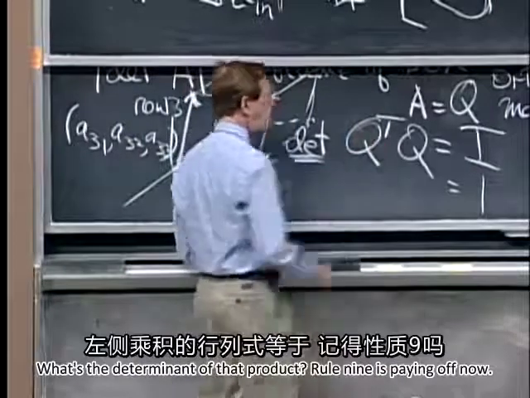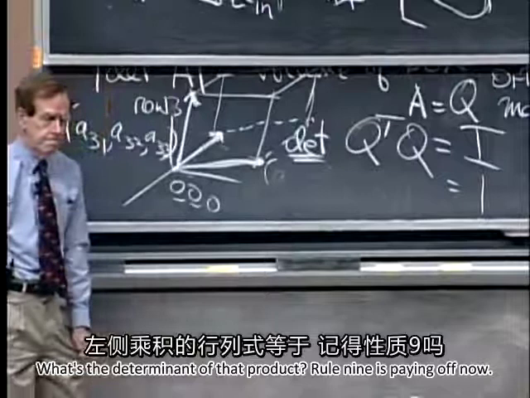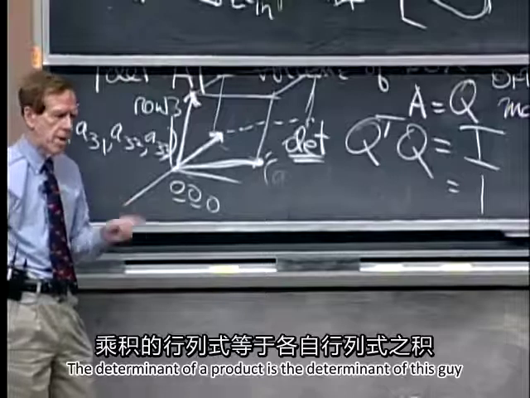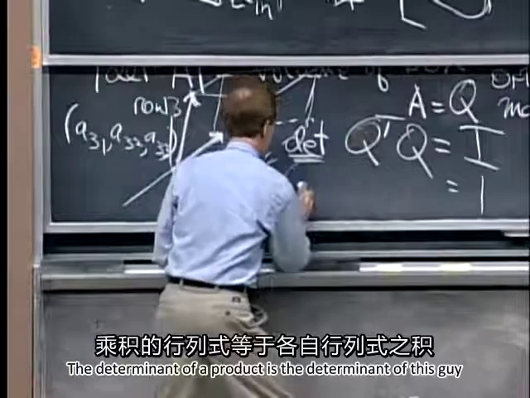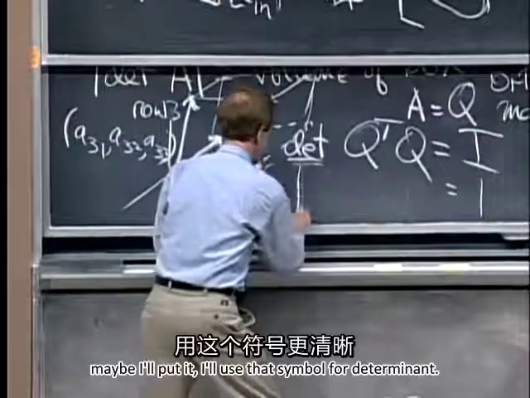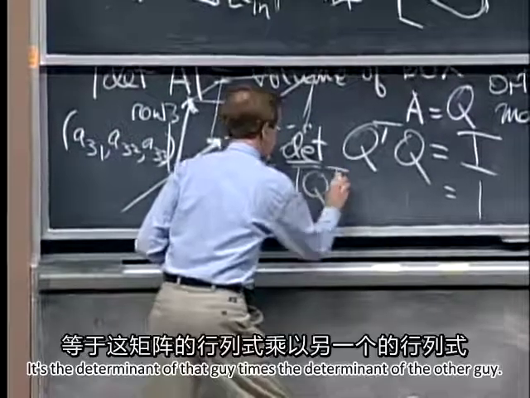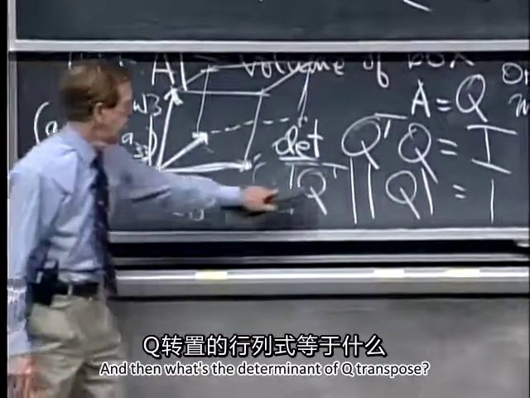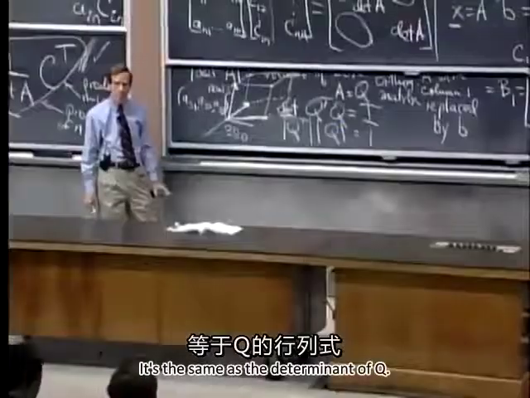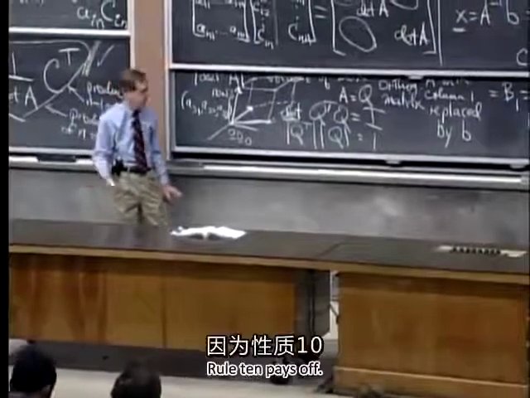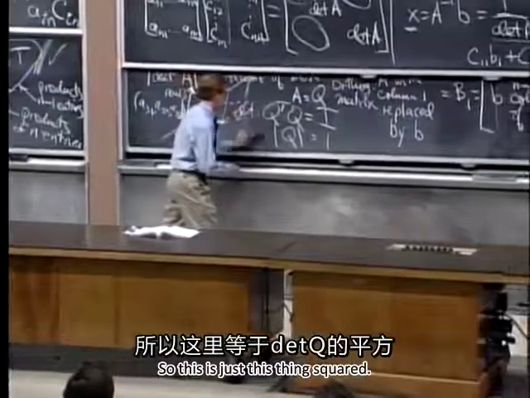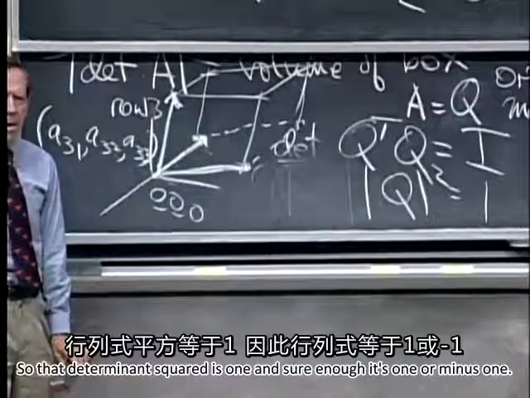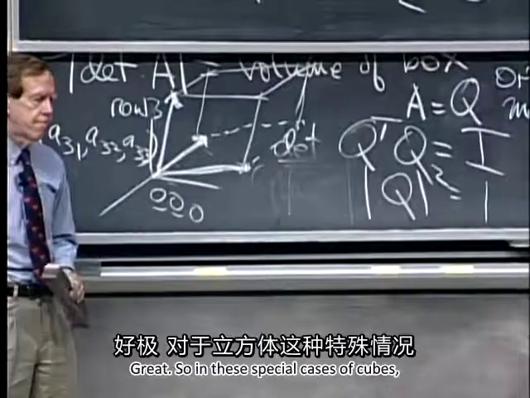What's the determinant of that product? Rule 9 is paying off now. The determinant of a product is the determinant of this guy times the determinant of the other guy. And then what's the determinant of Q transpose? It's the same as the determinant of Q. Rule 10 pays off. So this is just this thing squared. So that determinant squared is 1, and sure enough, it's 1 or minus 1. Great.